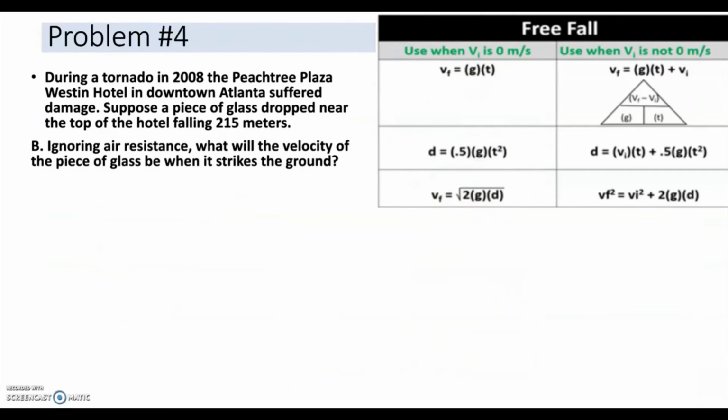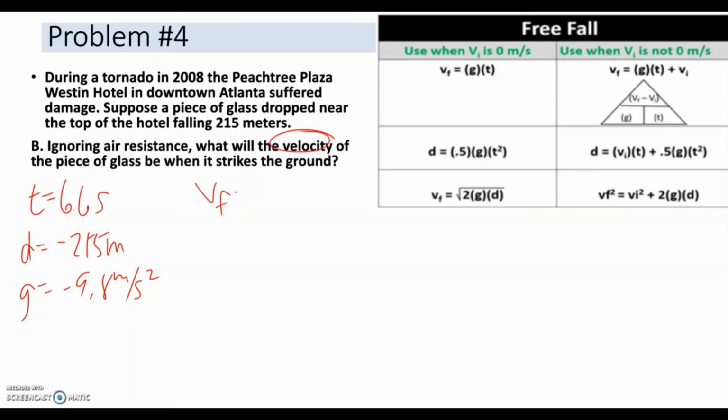All right, number 4, same situation. So we know that the time that it took, we just solved, was 6.6 seconds. We know that the displacement was a negative 215 meters because it fell downward. We know gravity, as always, to be negative 9.8 meters per second squared. And for this one, part B, ignoring air resistance, what will the velocity of the piece of glass be when it strikes the ground? So now we're looking for the final velocity.